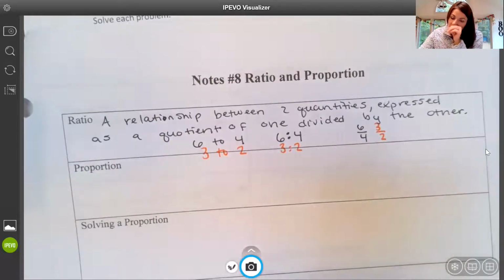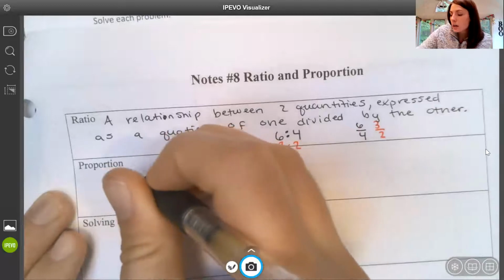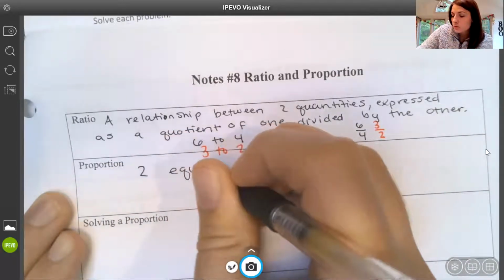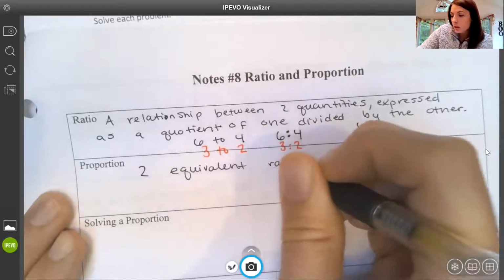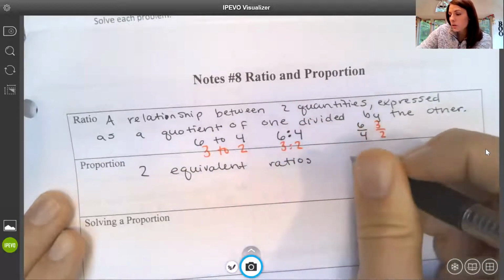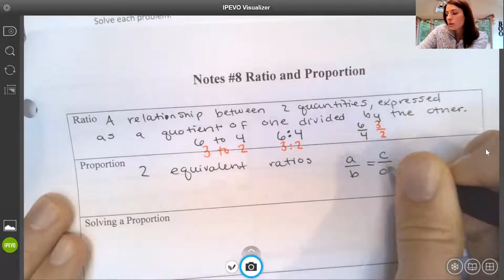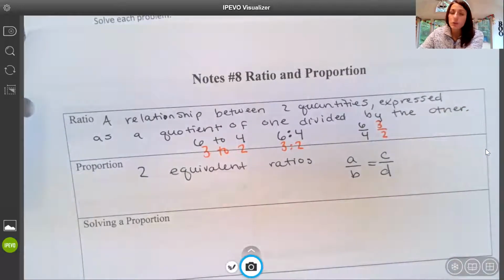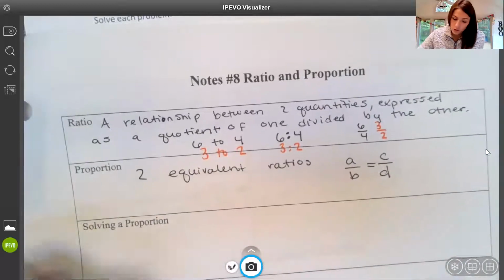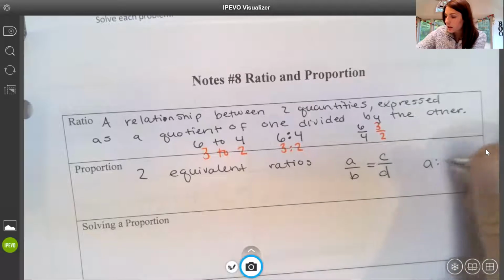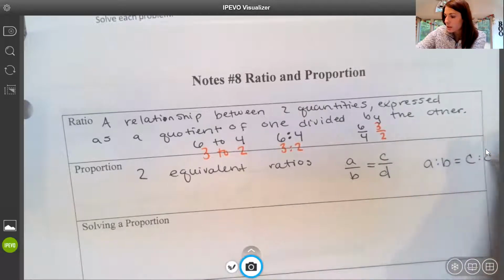When we have a proportion, that means that we have two equivalent ratios. We have a ratio equal to another ratio, and we call that a proportion. In our proportion, we can also write it like this: A to B equals C to D.